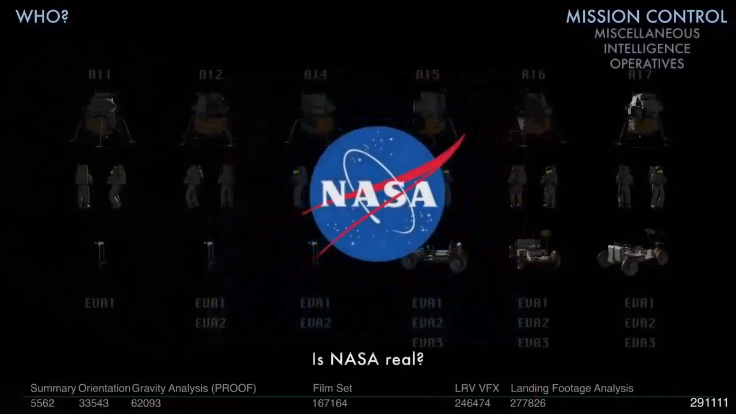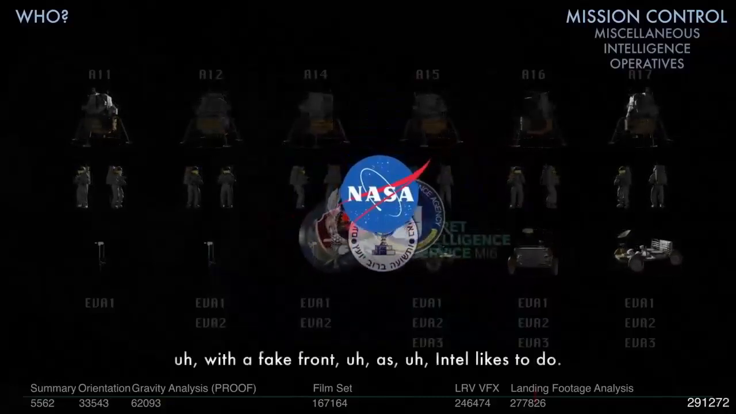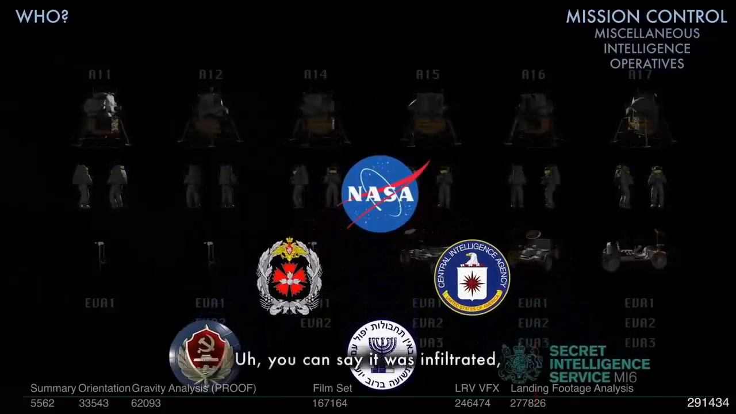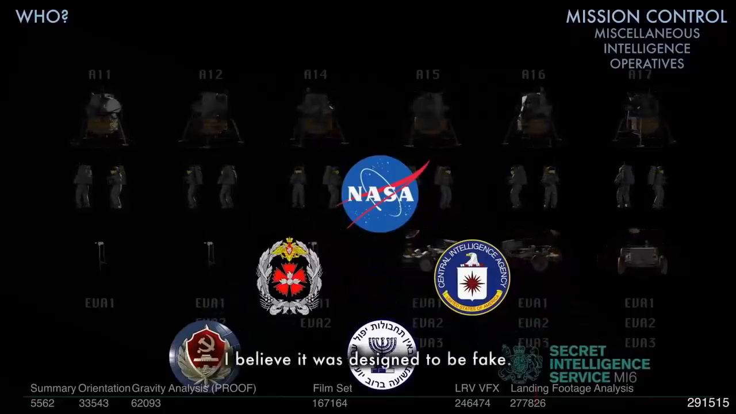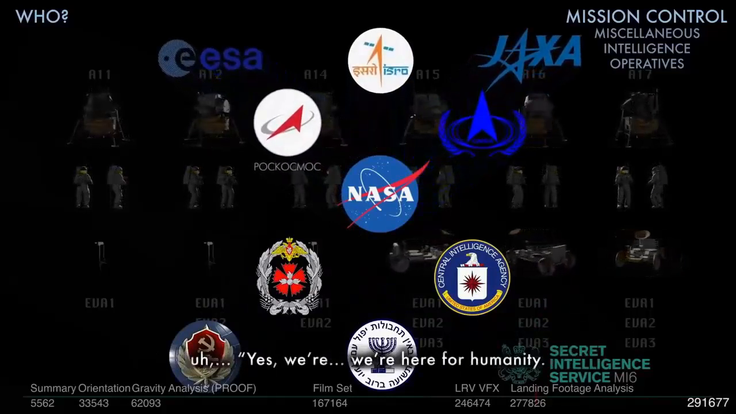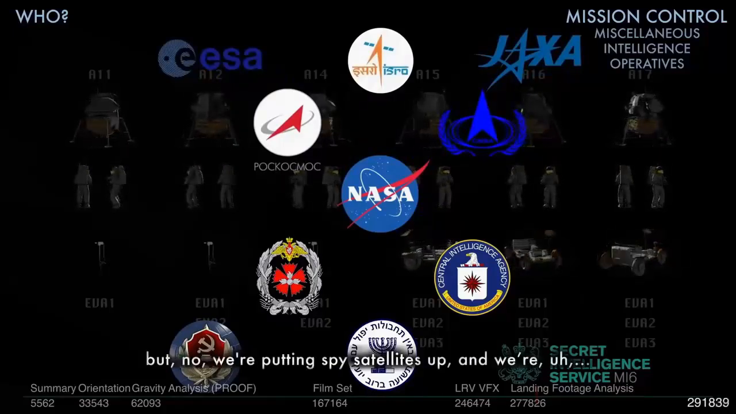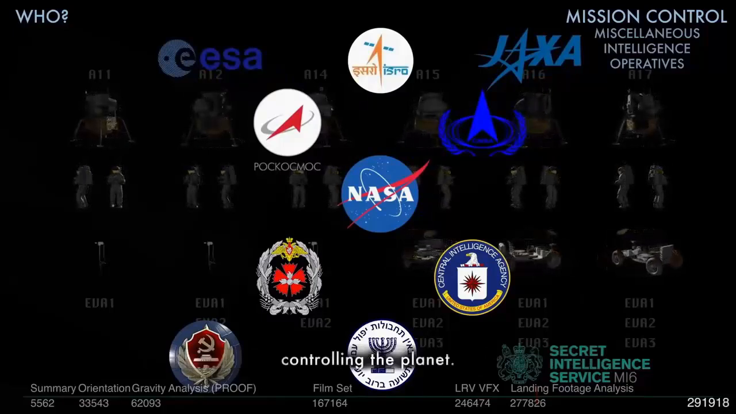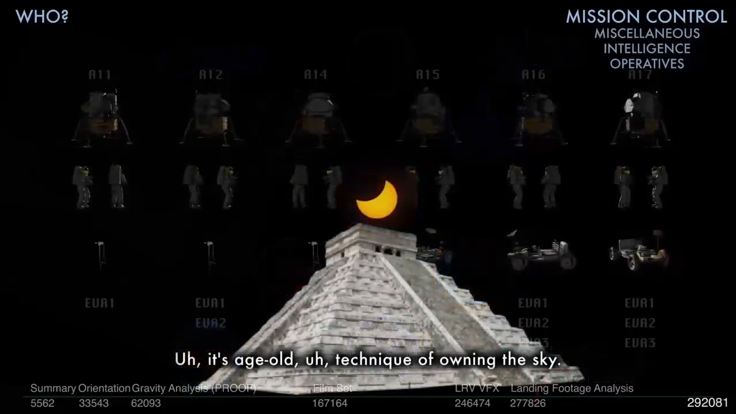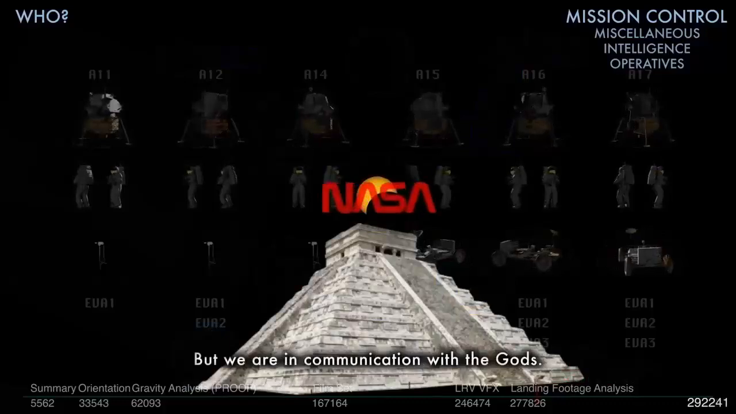So, what is NASA? Is NASA real? I believe it is actually an Intel operation with a fake front. Intel likes to do this. You can say it was infiltrated, but I believe it was designed to be fake. In fact, all of them are. The entire space program is a front. Such companies say, yes, we're here for humanity, and yes, we put people in space, but no, we're putting spy satellites over the planet, trying to control the planet. It's an age-old technique of owning the sky. Yes, we try to communicate with the heavens, but we are in communication with the gods.